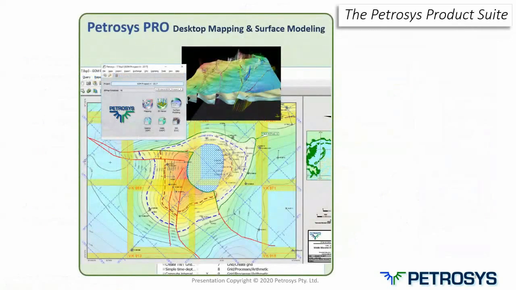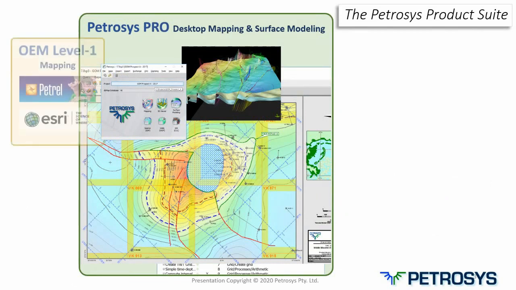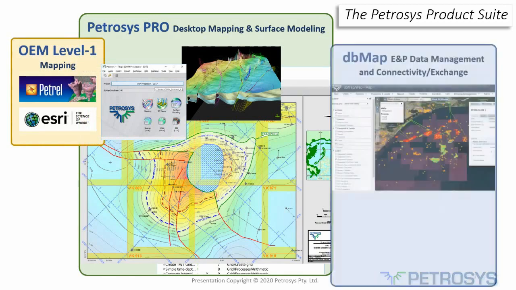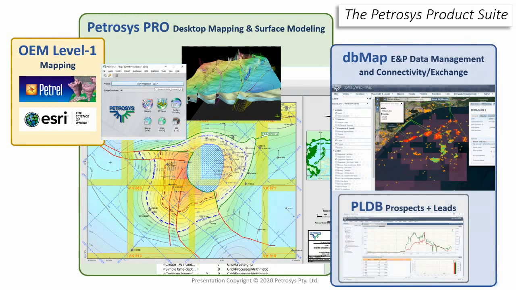So the quick overview for Petrosys is our product suite. Petrosys PRO is our flagship desktop mapping and surface modeling platform. That's what we'll be working in today. We do have some OEM level software packages that integrate directly to Petrel and Esri. Then we also have an E&P data management platform called dbMap, and a portfolio management platform called PLDB for managing all of your prospects and leads. We won't talk too much about these today, but just know that they are available to you.